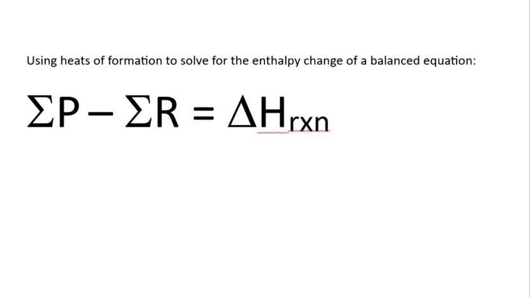So the sigma P is the sum of all the products, and the sigma R is the sum of all the reactants. And we're adding up the heats of formation for all the products, and then we're going to subtract out the heats of formation from the reactants. So it's last minus first. Everything in chemistry is last minus first, except for one thing, and we don't deal with that this year.